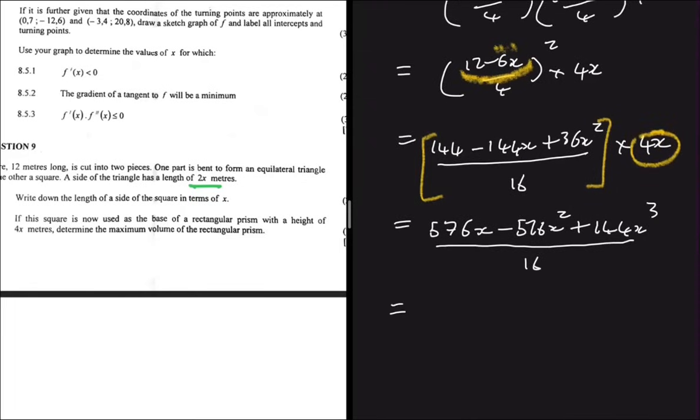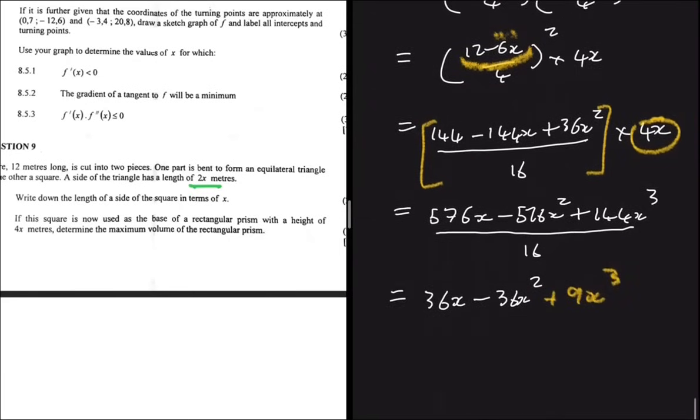If we go ahead and divide everything by 16, 576x divided by 16 is 36x, minus 36x squared in the middle term. And then the last term, we have 144 divided by 16, that will be plus 9x to the power 3. So this is our volume.